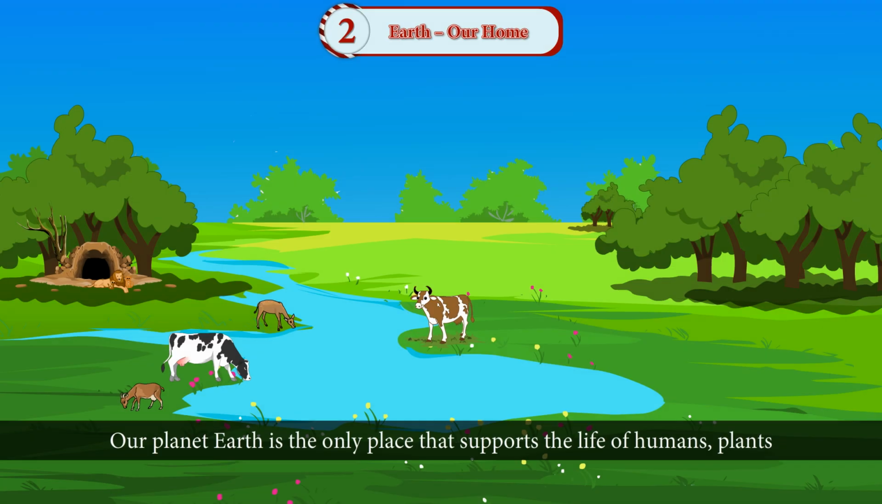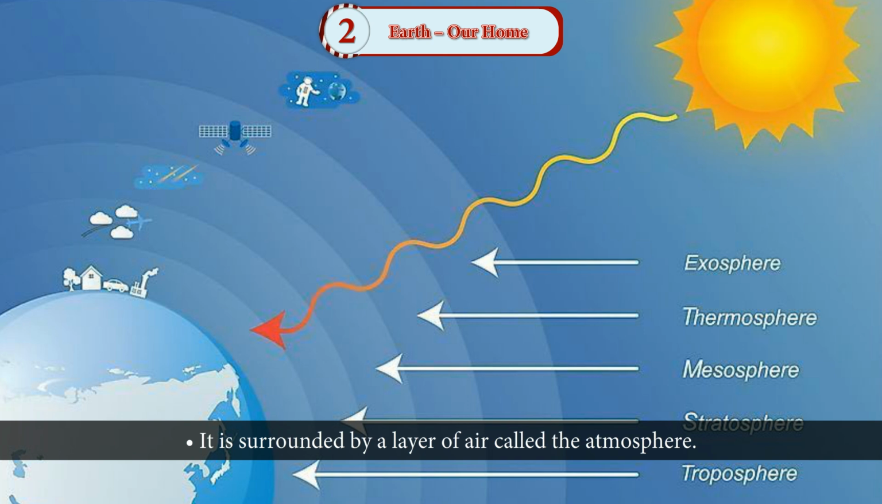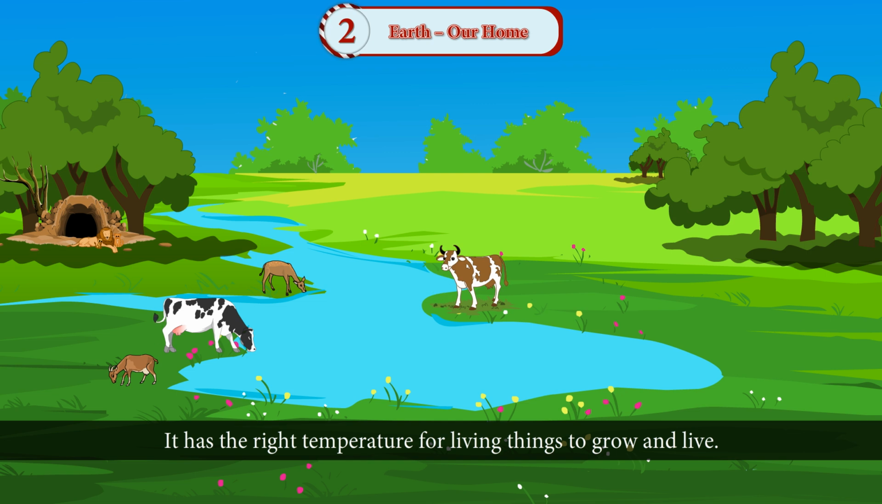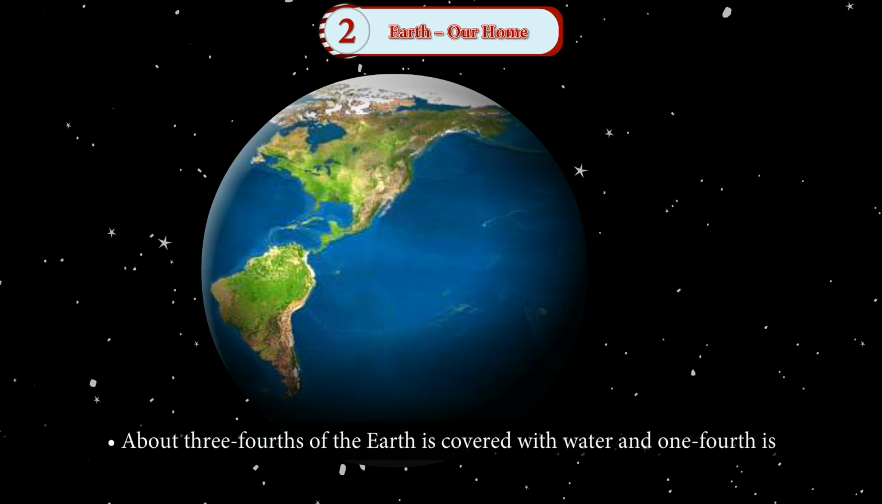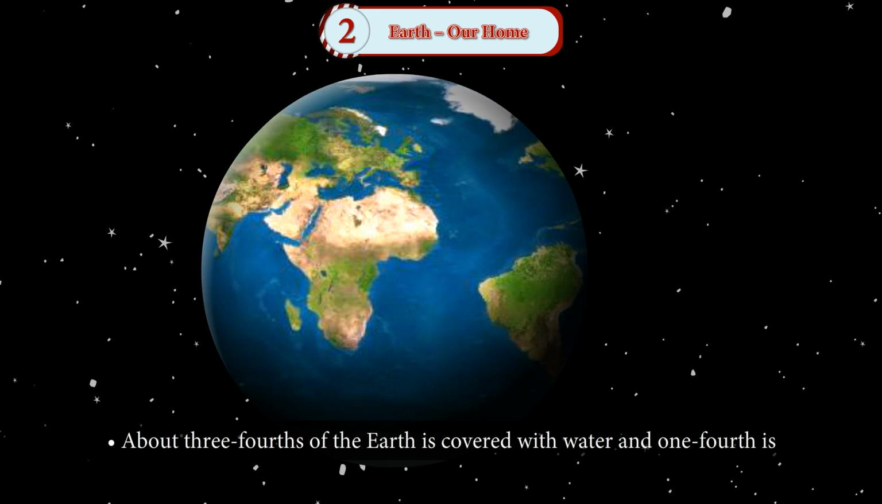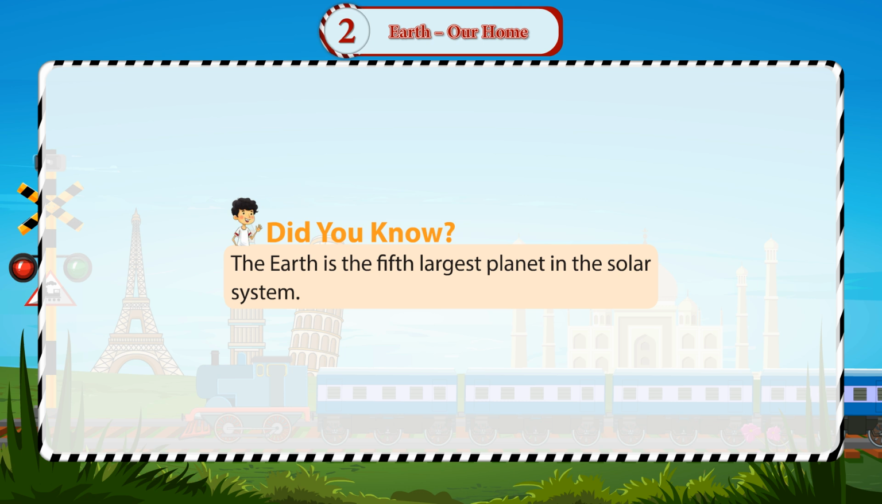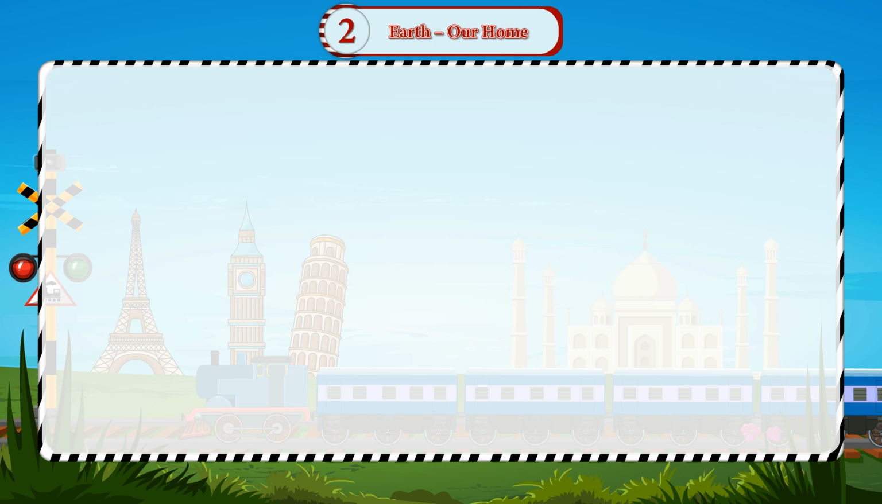Our planet Earth is the only place that supports the life of humans, plants, and animals. It is special because it is surrounded by a layer of air called the atmosphere. It has the right temperature for living things to grow and live. About 3/4 of the earth is covered with water and 1/4 is covered with land. Did you know the earth is the fifth largest planet in the solar system?